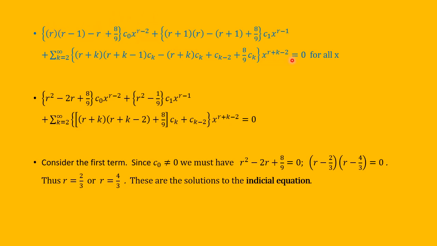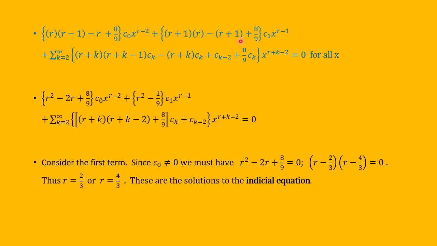So here is the equation that we had on the previous slide. This is an infinite series in terms of powers of x. So this term right here, you can do a little bit of algebra on to simplify it. r times r minus 1 is r squared minus r. Subtract another r and add 8/9, and you have r squared minus 2r plus 8/9 times this stuff.